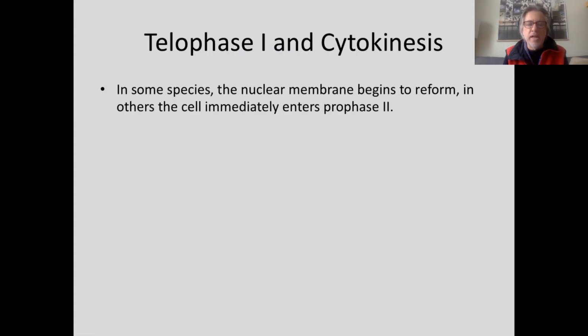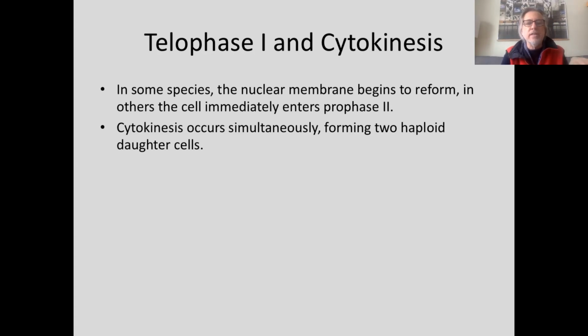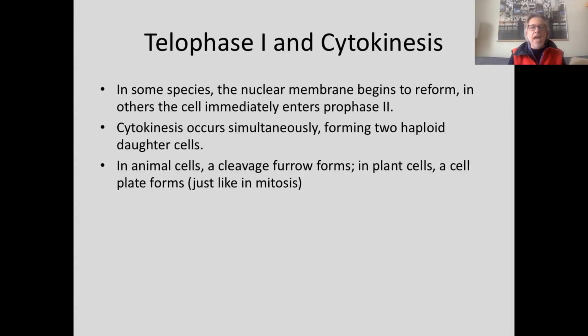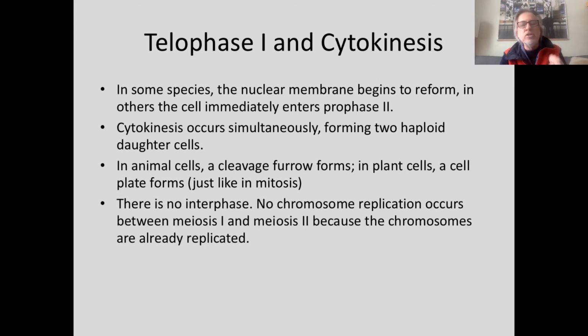The next phase, telophase and cytokinesis, plays out differently in different species. But we'll try to give you some general rules. In some species, the nuclear membrane begins to reform. In others, the cells immediately go into prophase 2 as soon as cytokinesis happens. Cytokinesis occurs simultaneously. In animal cells, a cleavage furrow forms, just like we showed in mitosis. In plant cells, a cell plate forms, just as we looked at earlier. But there is no interphase, and there is no replication between meiosis 1 and 2. And the reason for that is the chromosomes are already replicated.